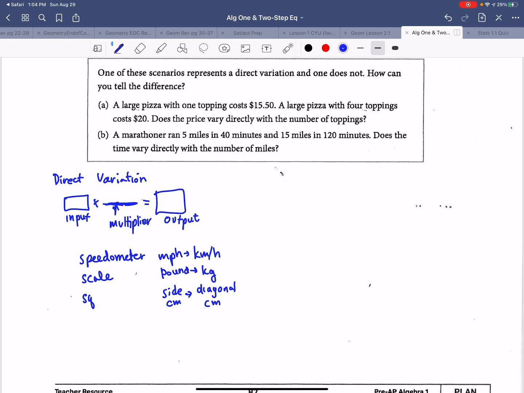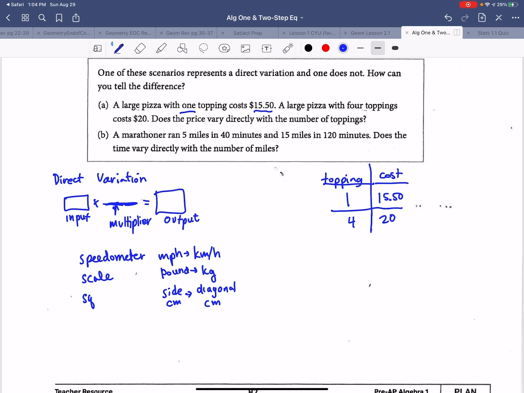One of these scenarios represents it and one doesn't. A large pizza with one topping costs $15.50. So this is toppings, and then this is cost, right? $15.50. A large pizza with 4 toppings costs $20. Does the price vary directly with the number of toppings?